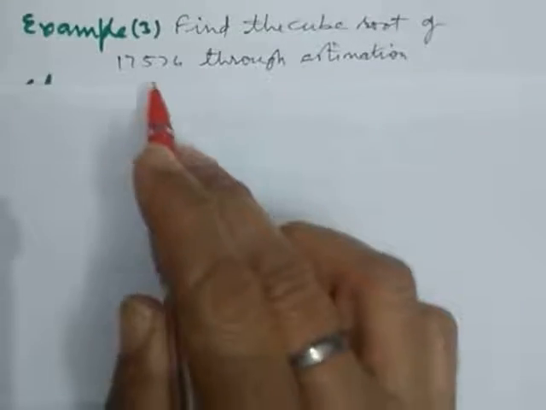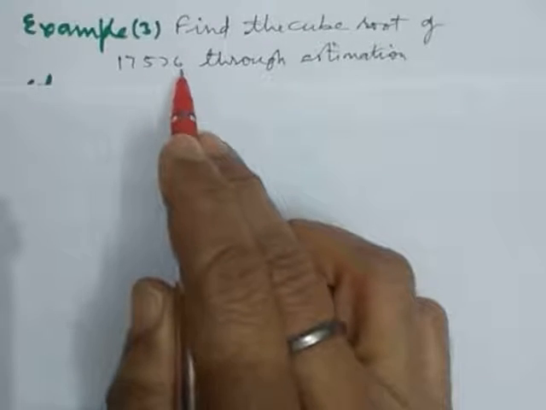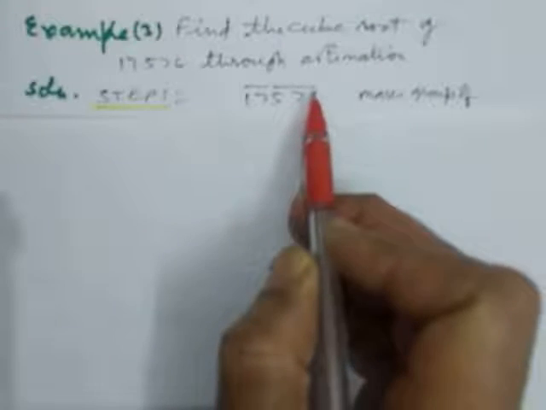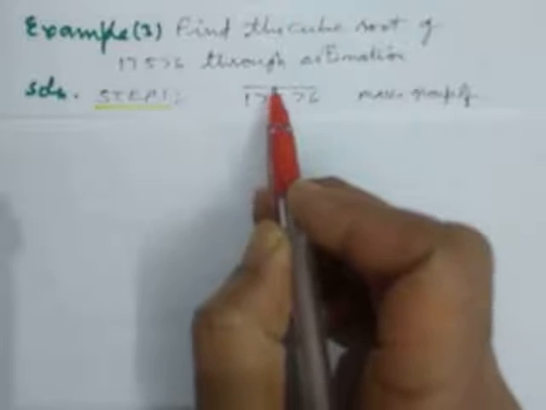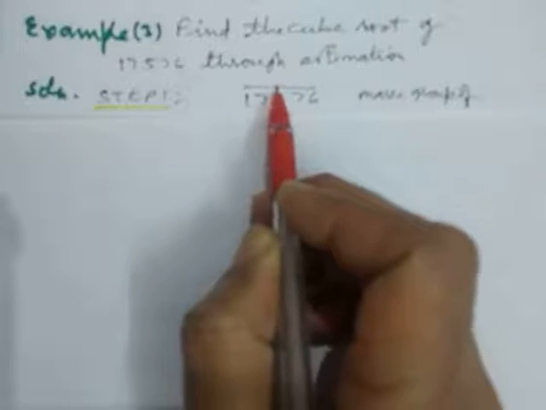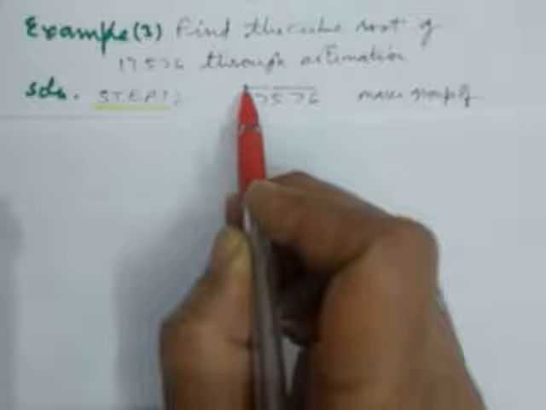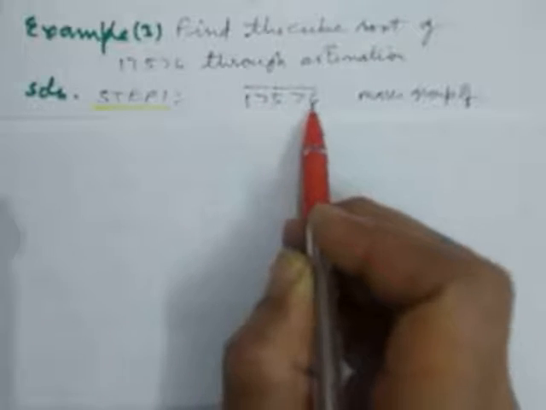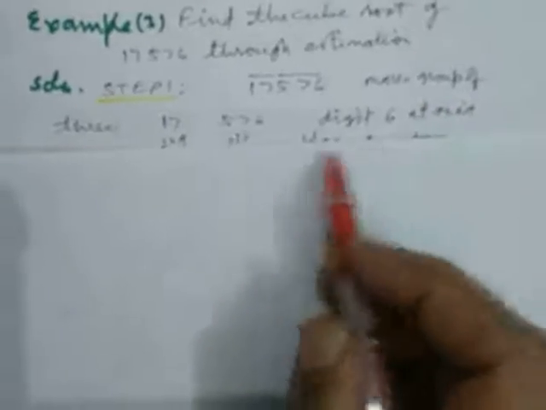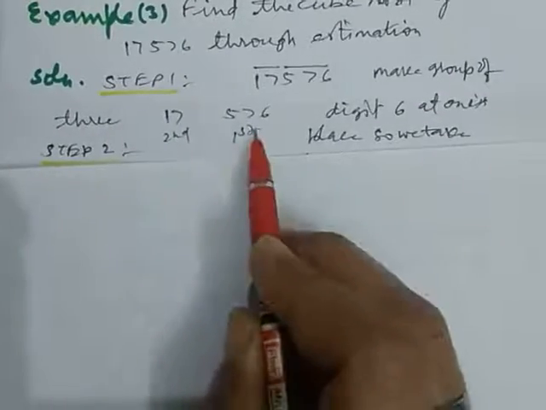This is our third example. Find the cube root of 17576 through estimation. Step first, we make the grouping. Group of 3 starting from the unit digit. So this is the first group and the rest is the second group. In the first group there are 3 digits, but in the second group there are only 2 digits. So these are the 2 groups.